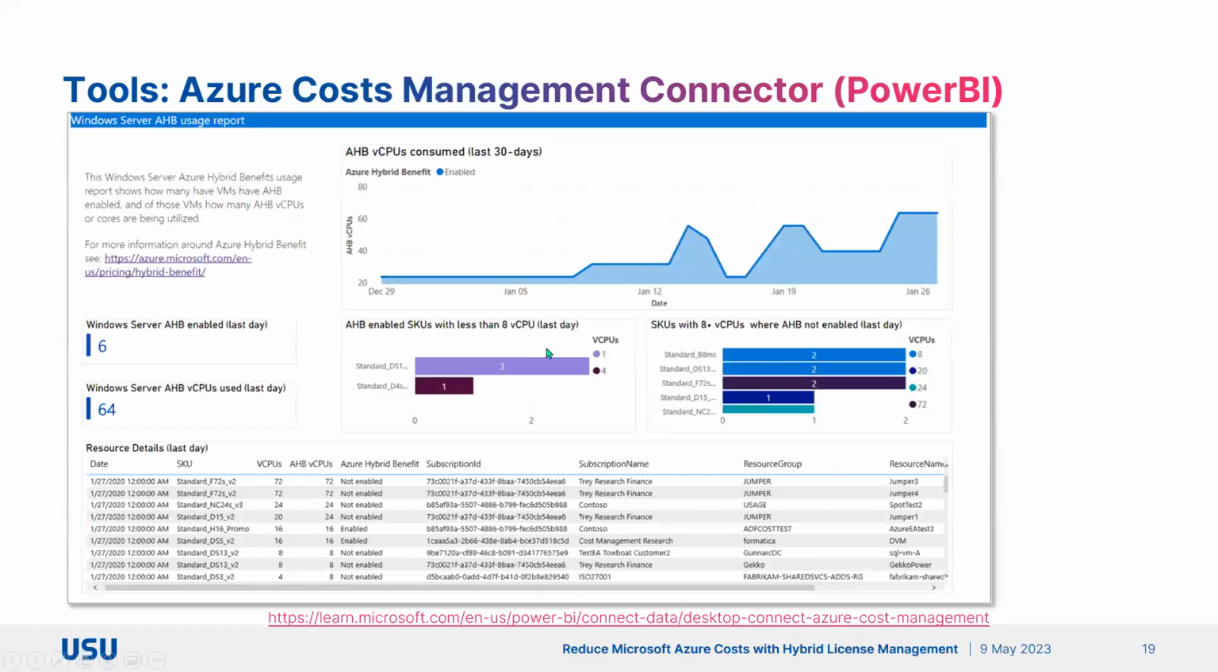That's very basic, the calculator. Microsoft also comes with a Power BI extension or plugin, which gives some reporting for Azure Hybrid Benefit. It directly connects to Azure and extracts data. And here you see an example screenshot where you see all your workloads. You see if Hybrid Benefit is currently enabled or not.